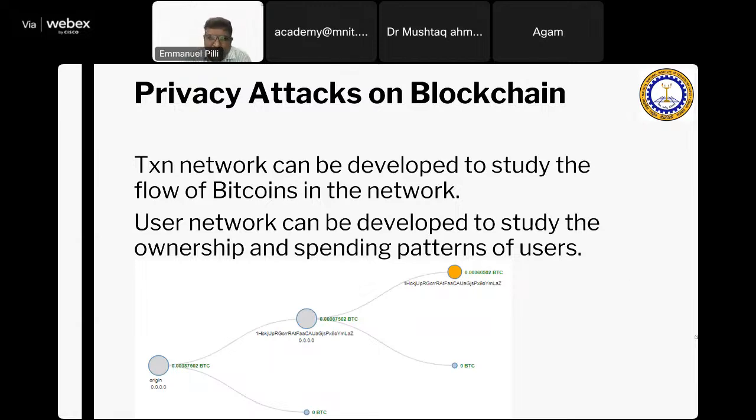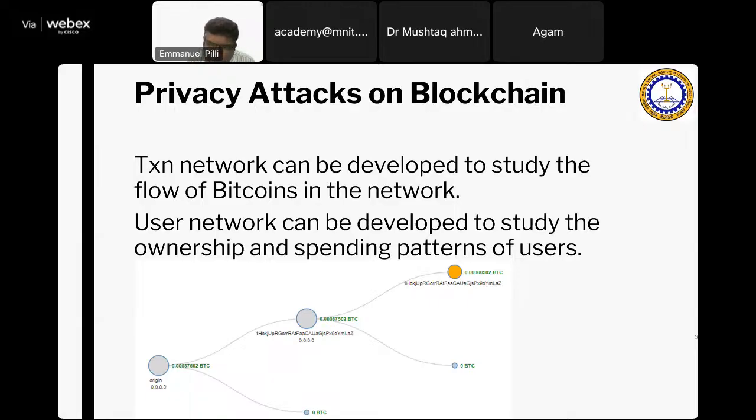There may be some privacy attacks also. A transaction network can be developed to study the flow of bitcoins. Somebody is sending to somewhere, from there it goes somewhere else, and from there somewhere else. If you map all these unspent transactions and combine these spent and unspent transactions, then the user network can be developed to study the ownership and spending patterns of the users.